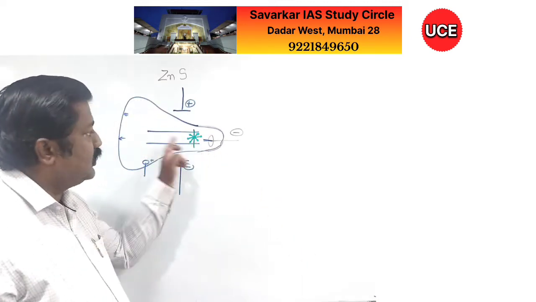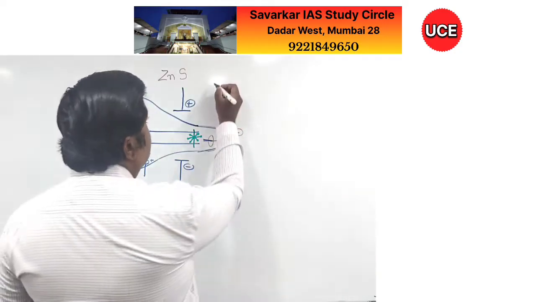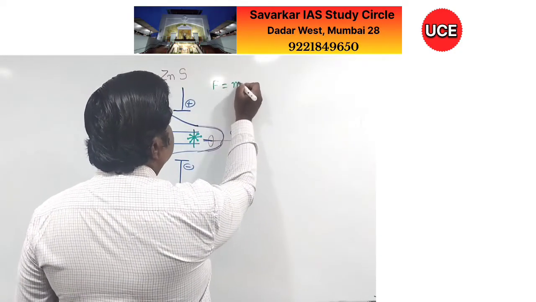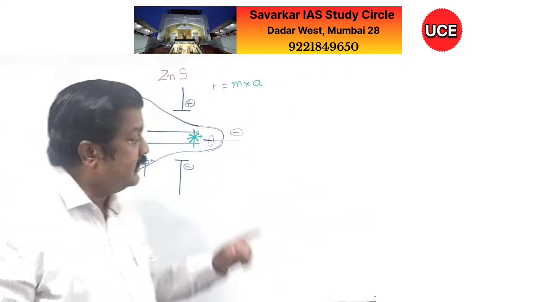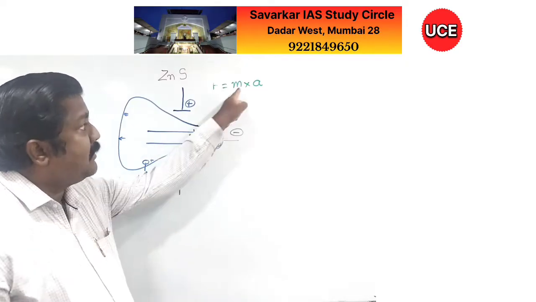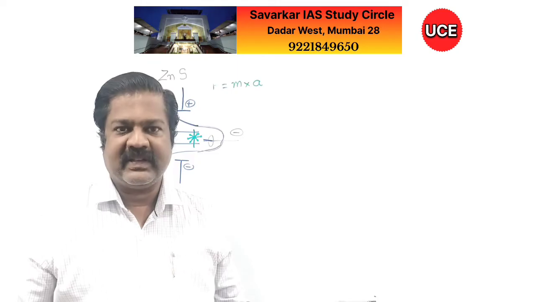Because of force only, motion is there. Without force, motion is not possible. You are aware of the formula F equals mass into acceleration. As a result, force is there, which means there must be mass and acceleration. So cathode rays possess mass.